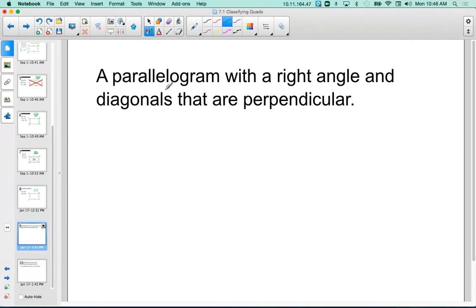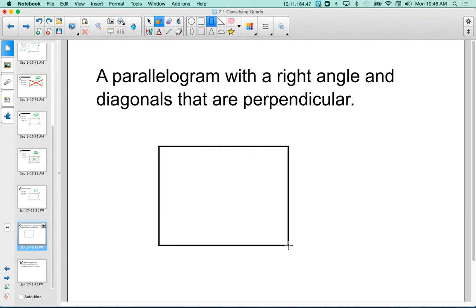A parallelogram with a right angle and diagonals that are perpendicular. This is written in sentence form, but it's the same idea. They're two facts. A parallelogram, so we know it's in the parallelogram group right away, which is good. That narrows it down. With a right angle, so we know that there's a right angle, and diagonals that are perpendicular.